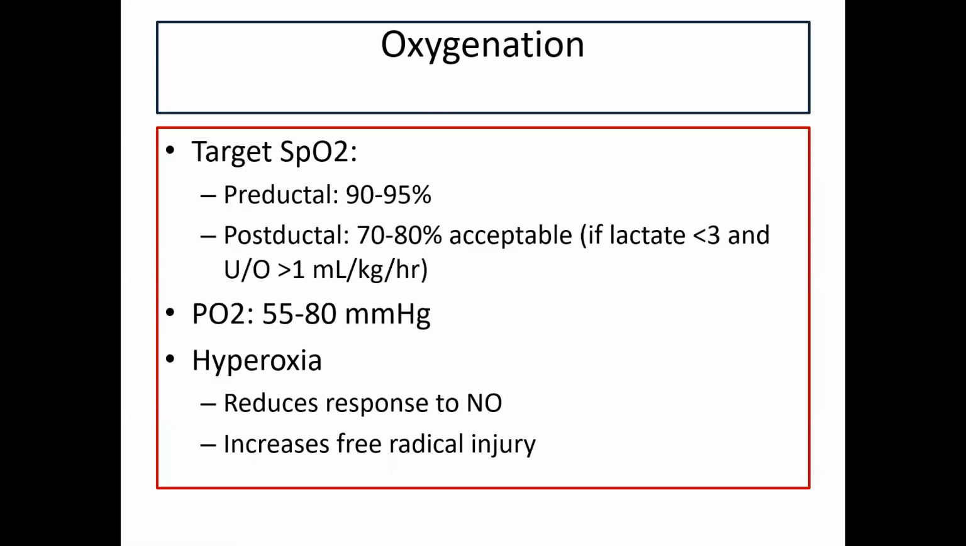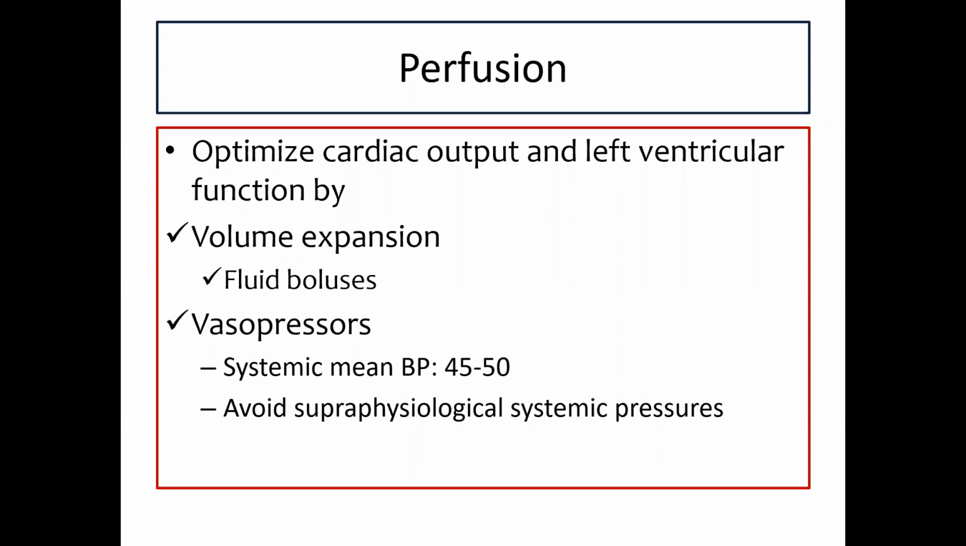Now, when it comes to the saturation targeting, one has to remember that the preductal sats are directly linked with the circulation of the lungs and the eye, and thereby one should target the normal range of 90 to 95%. Postductal saturation, it may be, of course, a little daring to target as low as 70 to 80%, but one could accept relatively low postductal saturation for the want of avoiding more and more lung injury, provided the baby is perfused well, making urine and lactates are less than 3. And target PaO2 within the normal range of 55 to 80 millimeters of mercury. Remember, hyperoxia also will subsequently increase free radical injury and desensitize the lung to nitric oxide.